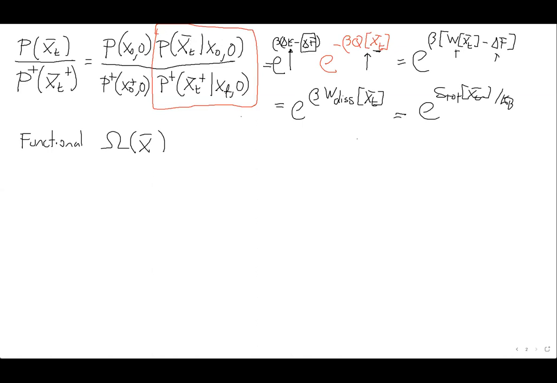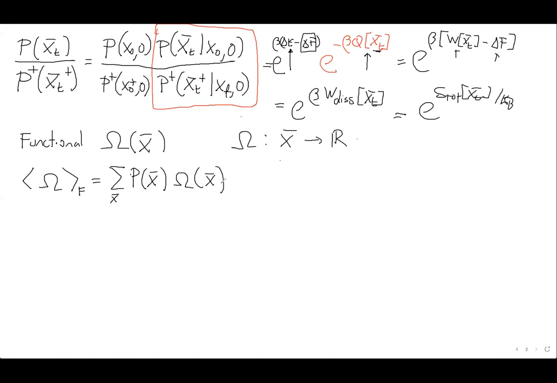A functional, as you know, is a mathematical object that transforms something, a trajectory, that is a point in R^n, into a real number. This could be whatever. For example, the entropy, the heat, the work, etc. What Crooks shows is as follows. Consider a functional and take the average of this functional, for example the work, in the forward process. So this will be the sum over all possible trajectories of the probability to see a trajectory times the function omega of x. This is just the definition of the average in the forward process.